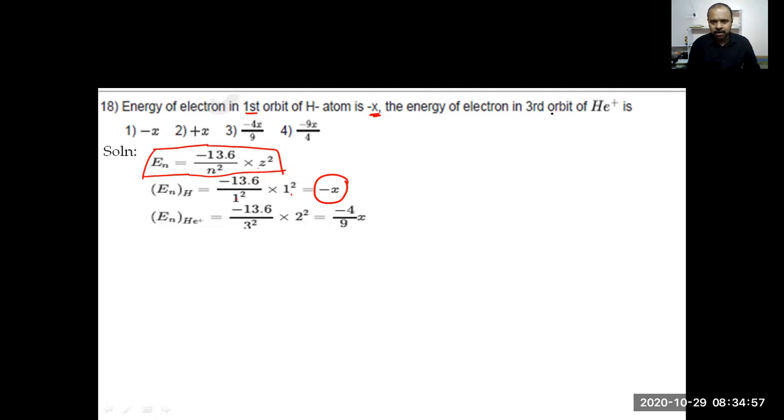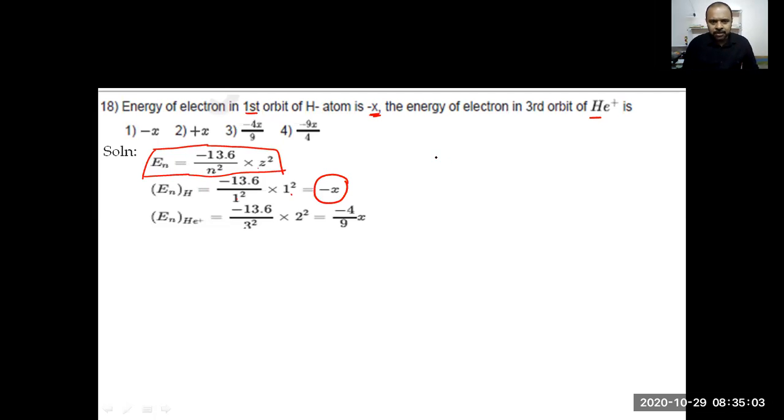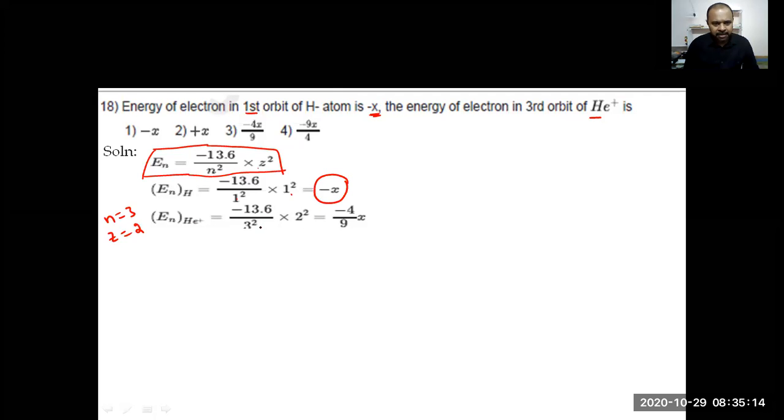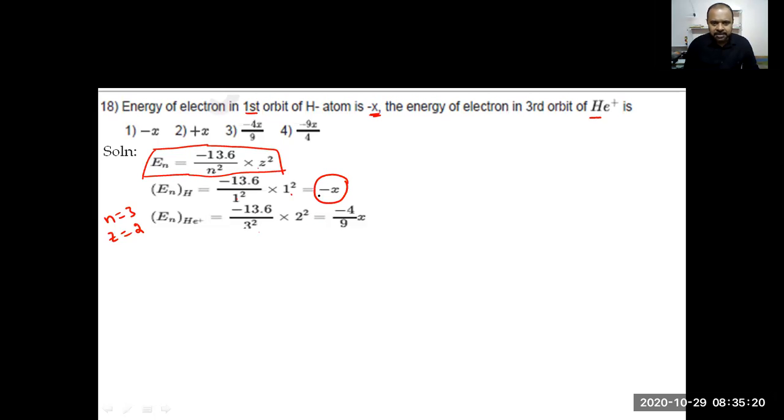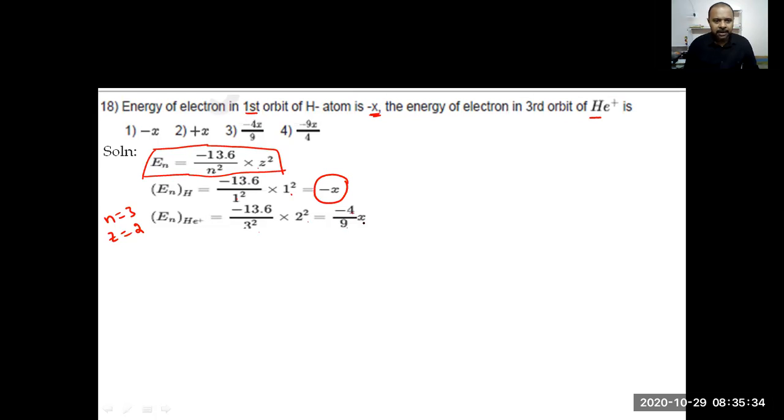Now, the energy of electron in third orbit of helium, use the same formula. For third orbit of helium, n is equal to 3. For helium, Z is 2. So En is equal to minus 13.6 divided by n square, 3 square, into Z square, 2 square. But minus 13.6 is minus x, so the whole value is x there. It doesn't become minus into minus plus. So 2 square is 4, 3 square is 9. So 4 by 9 into x. So option 3 is correct.